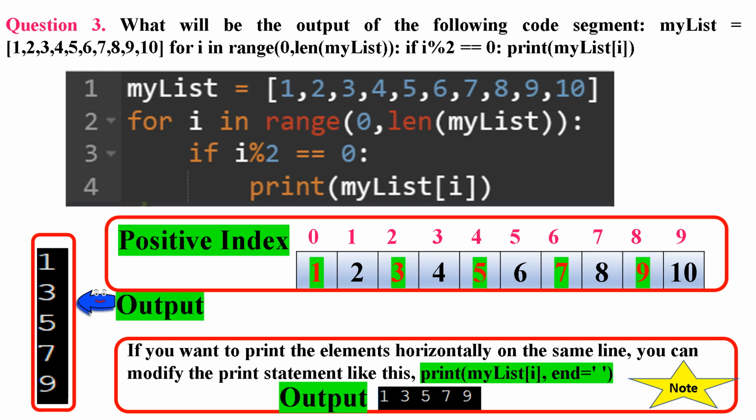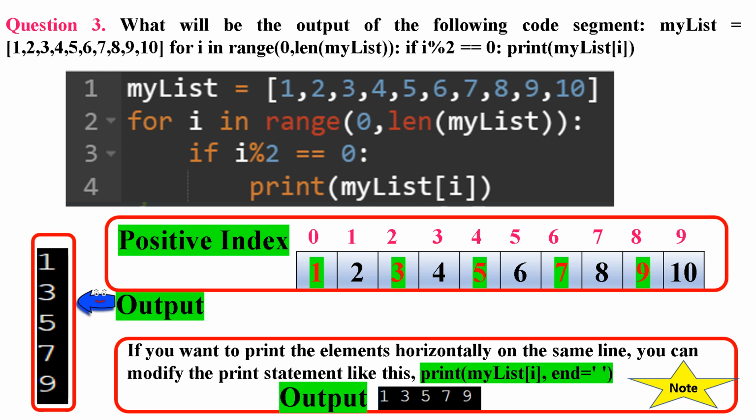Look at the output. The elements are displayed vertically. The vertical printing is a result of using the print statement inside the loop. Each time the loop iterates and the condition i mod 2 equals 0 is satisfied, that is, i is an even index, it prints the corresponding element from the list on a new line. The print function in Python, by default, adds a new line character \n at the end of each call. That's why each printed element appears on a new line, making the output vertical.